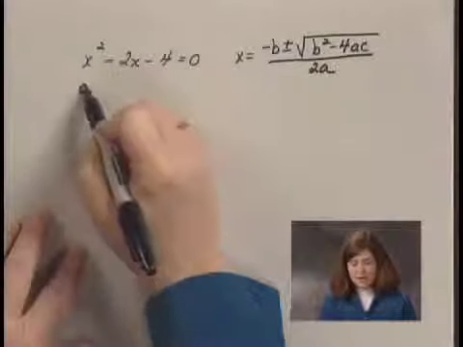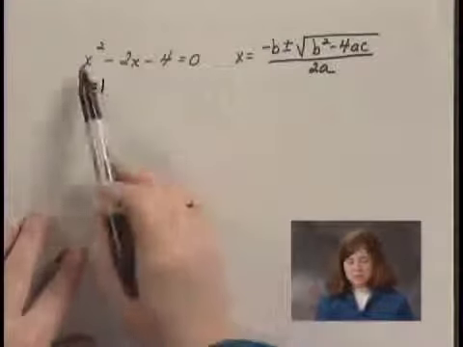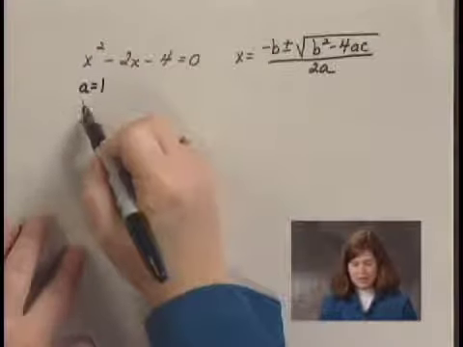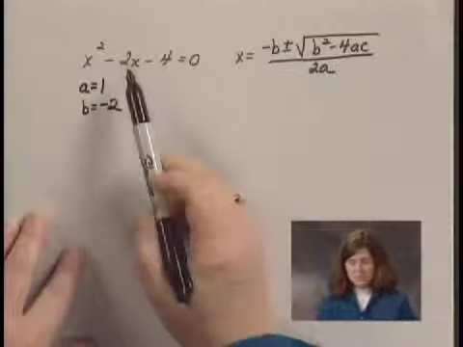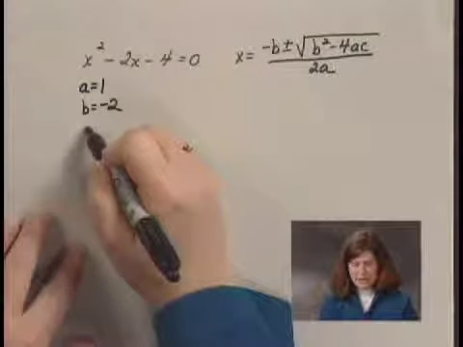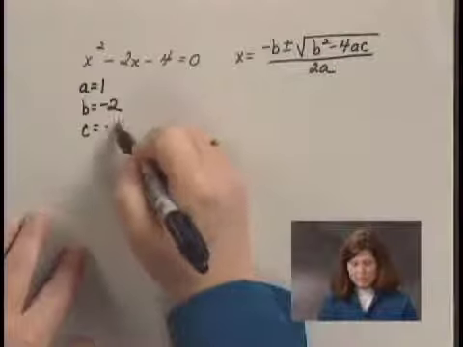And here a equals 1, since we have 1 times x squared. b equals negative 2, since we have negative 2 times x. And c equals the remaining term, which is negative 4.